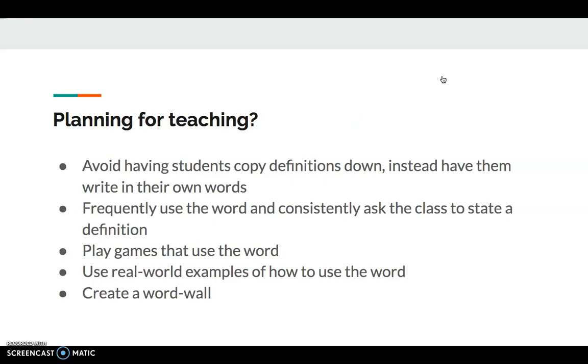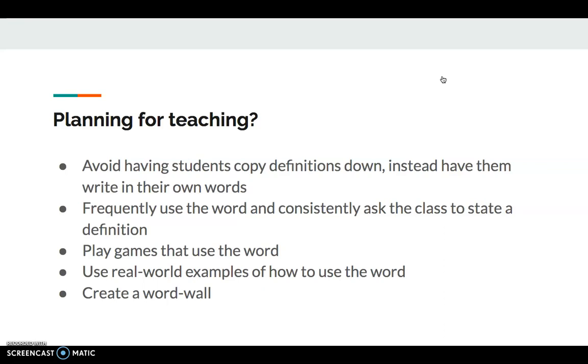Planning for teaching. It is important, again, like I said, to avoid students copying down definitions and instead have them write them in their own words. Frequently use the word and consistently ask the class to state a definition. This way you can ensure that they are understanding how you are defining the word and how you are explaining it, and that it's not just going over their heads.